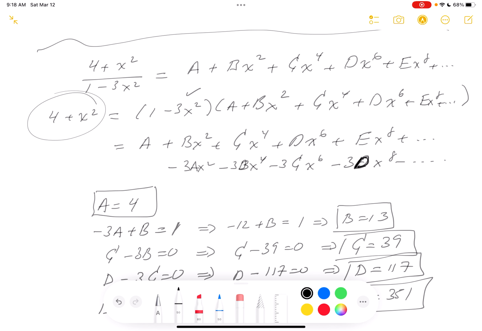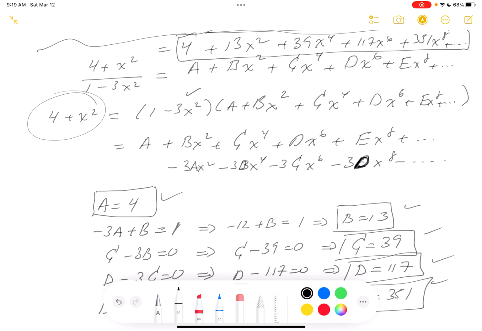Well, this over here, just looking at it, the A is 13. I'm sorry, the A is 4. I made a mistake there. Let me get my eraser. The A is 4. The B is 13. The C is 39. And the D is 117. And the E is 351. All right, I'm going to put that answer over there.